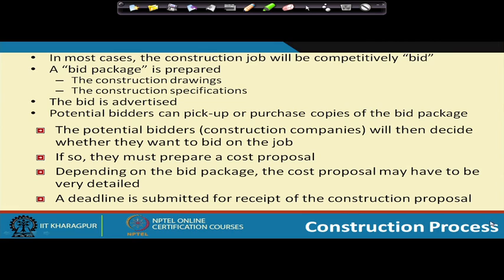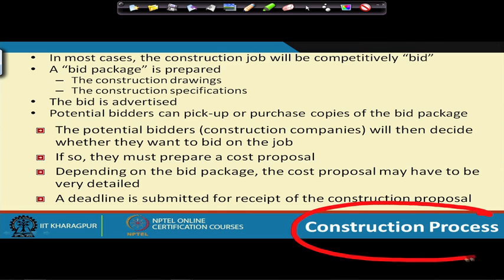Once the design process is done, then you go to the construction process. Now the drawings are ready to start construction. The construction job will be competitively bid. So once the design documents are ready, you do a bidding process, and the first thing you will do is have a competitive bid of the construction. A bid package is prepared, which will have the construction drawings and the construction specifications. You will advertise the bid.